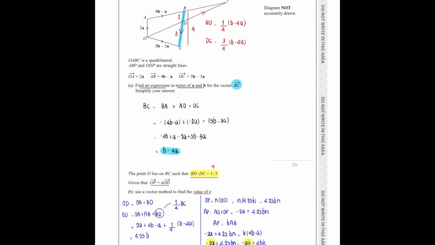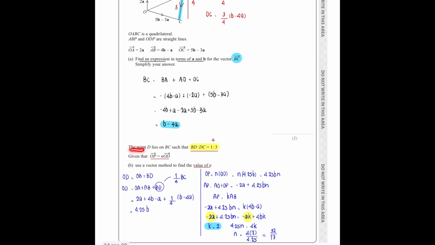Simplify your answer. So BC equal to BA plus AO plus OC. So BA equal to the negative of 4b minus a, AO equal to negative 2a, and OC equal to 5b minus 3a. Okay, so after simplifying, we will have BC equal to b minus 4a.